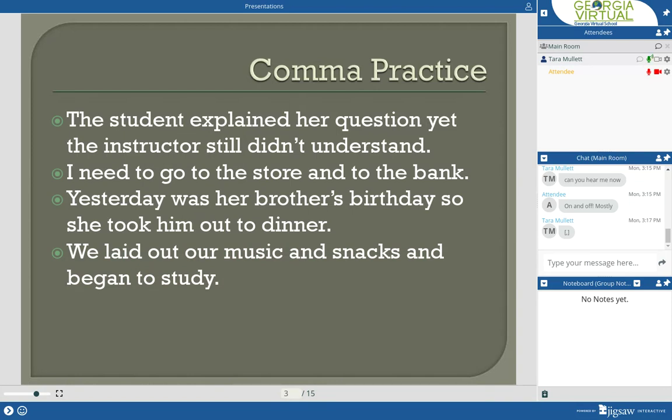These are 4 examples of sentences that have coordinating conjunctions. Some may need a comma and some may not. So if a sentence does not need a comma, I want you to put in brackets at the end of the sentence, no comma needed.